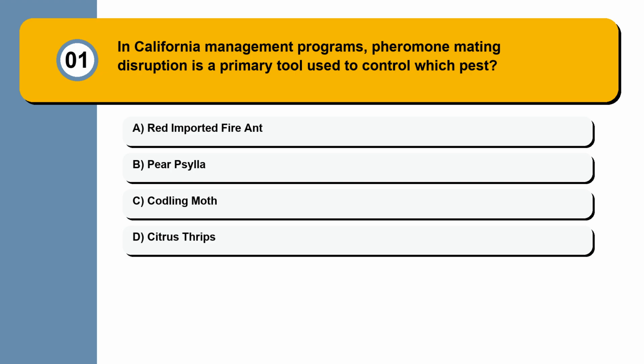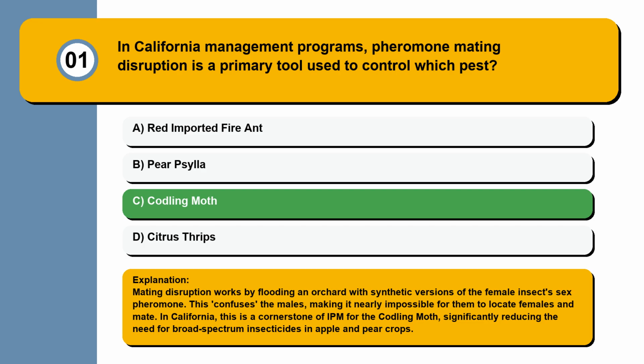Question 1. In California management programs, pheromone mating disruption is a primary tool used to control which pest? Red imported fire ant, Persilla, codling moth, citrus thrips. Mating disruption works by flooding an orchard with synthetic versions of the female insect's sex pheromone. This confuses the males, making it nearly impossible for them to locate females and mate. In California, this is a cornerstone of IPM for the codling moth, significantly reducing the need for broad-spectrum insecticides in apple and pear crops.